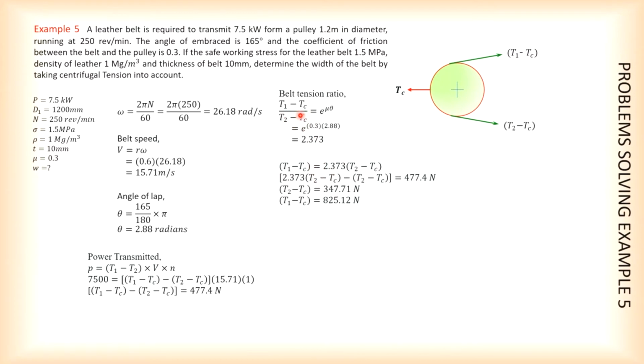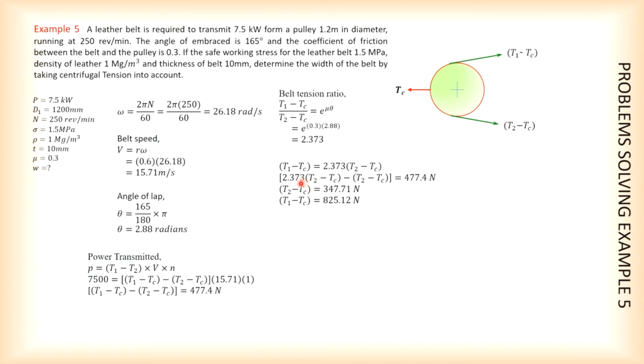So manipulating this, bringing the T2 minus TC over the other side, you have this equation. From here, we know that T1 minus TC is equal to 2.373 (T2 minus TC). So you can substitute this into the earlier equation for this part here, T1 minus TC. Okay, so you will get 2.373 (T2 minus TC) minus (T2 minus TC) equals 477.4. Don't break up the bracket yet, okay?